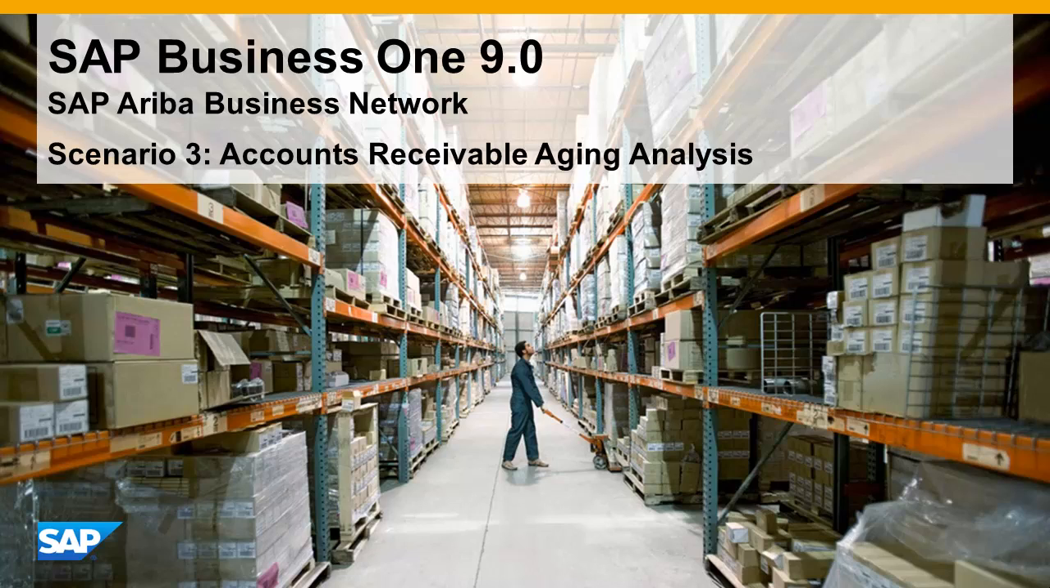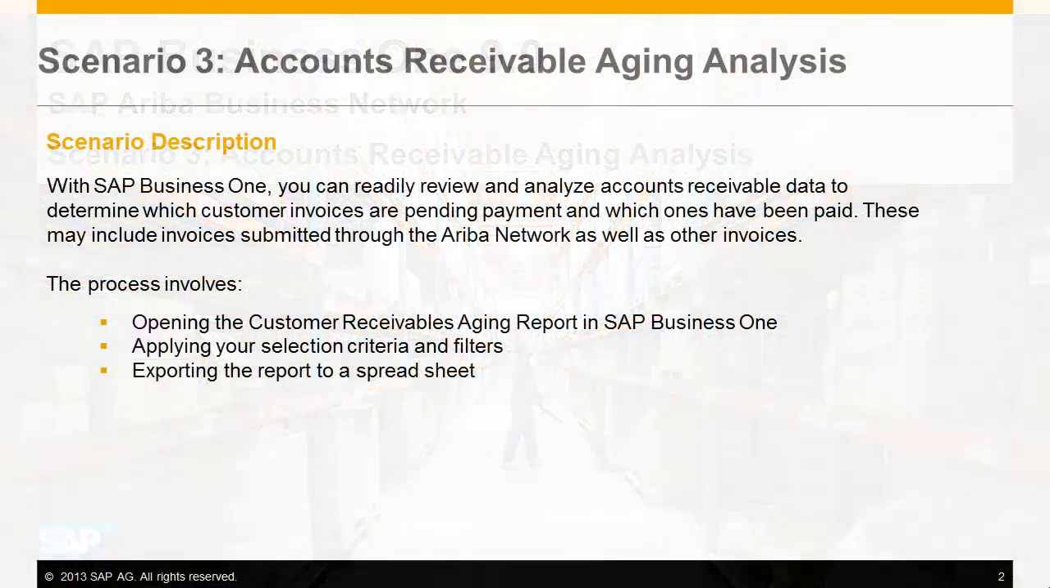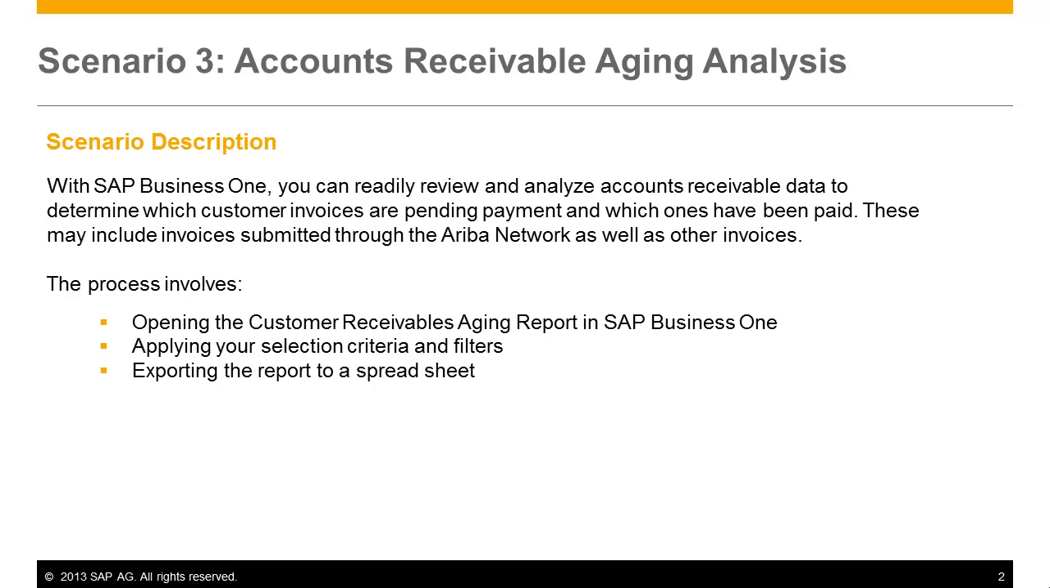In Scenario 3, we will show you how easy it is to access this information to determine which customer invoices are pending payment and which ones have been paid. With SAP Business One, you can readily review and analyse accounts receivable data to determine which customer invoices are pending payment and which ones have been paid. These may include invoices submitted through the Ariba Network, as well as other invoices.